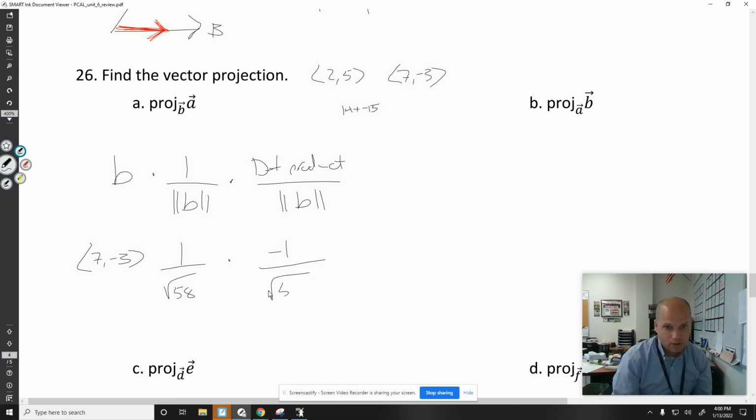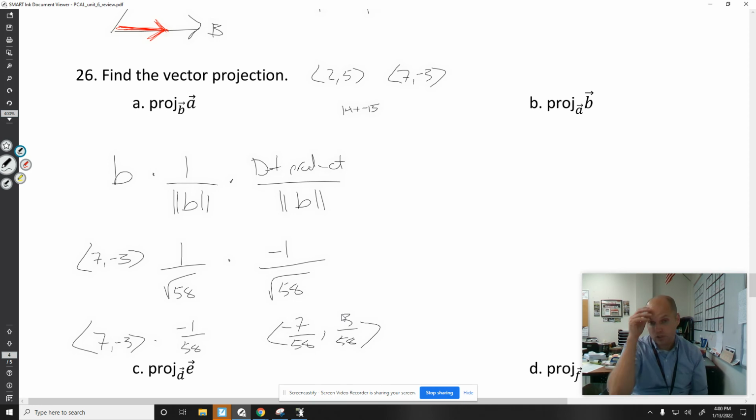B's magnitude, root 58. That actually helps with the calculations. So we end up taking the vector 7, negative 3, and multiplying it by negative 1 over 58, giving me something. You could plug this into your calculator and see if it simplifies. I don't think it does. Negative 7 over 58 and 3 over 58. Boom. There's the projection vector.